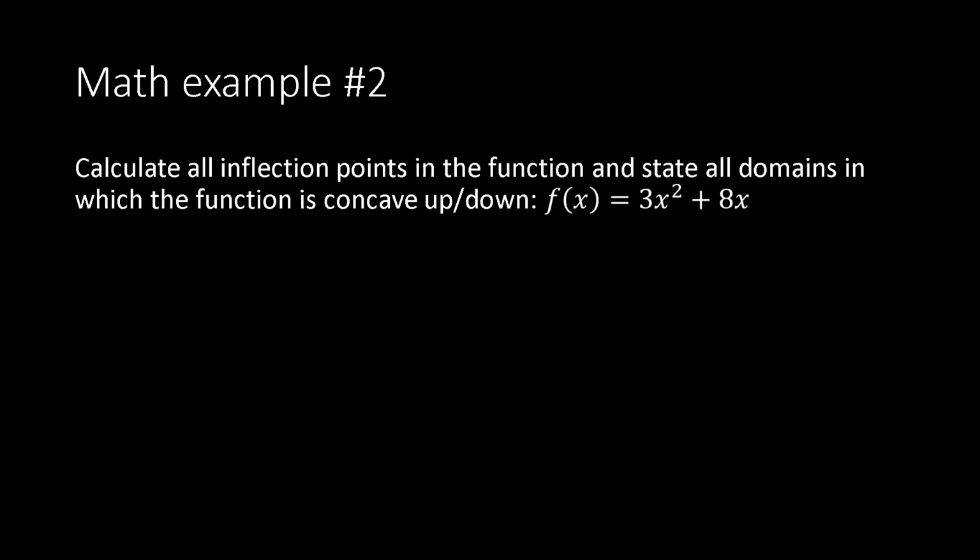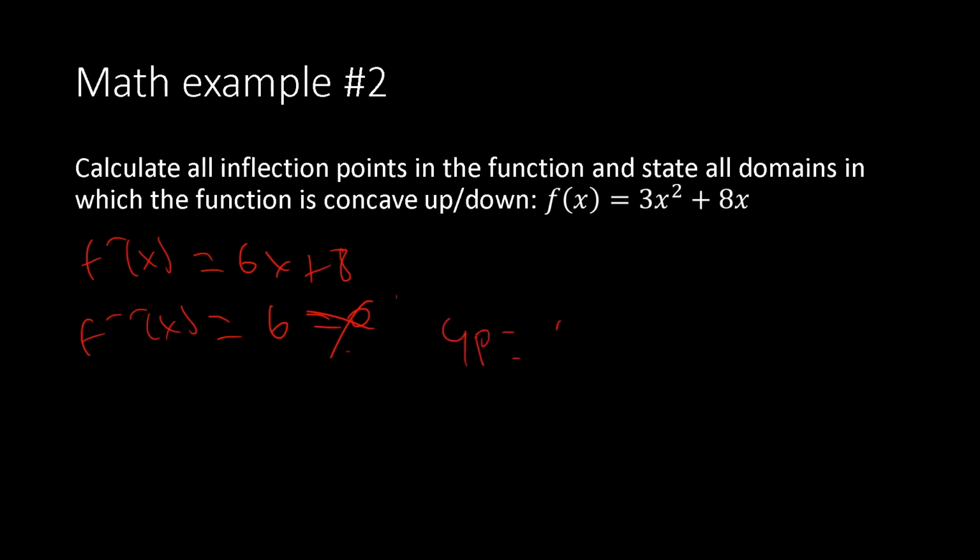Now, we have to find all the inflection points in the function, state all domains, same thing exactly as the last question. All right, f prime of x is going to be 6x plus 8, and f double prime of x is going to be 6. So as you can see here, if we set this equal to 0, that's never going to happen, which means we have no inflection points. So either the function is always concave up, or the function is always concave down. And since we have 6 here, that's positive, which means that the function is always concave up. So I'm just going to write concave up from -infinity to infinity.